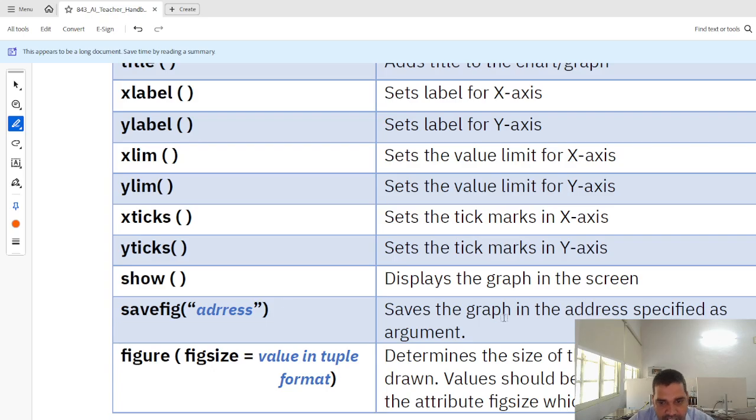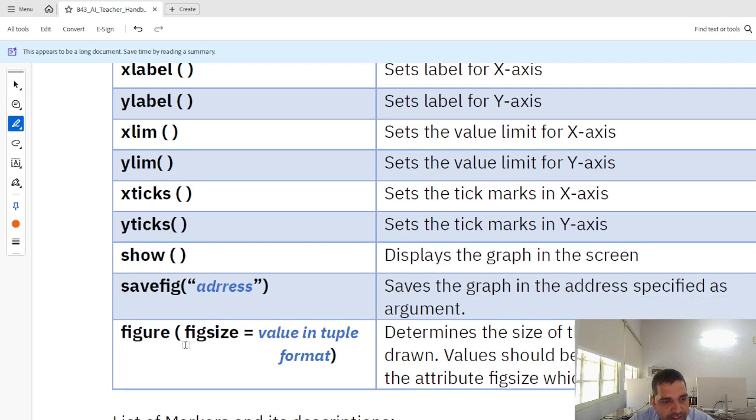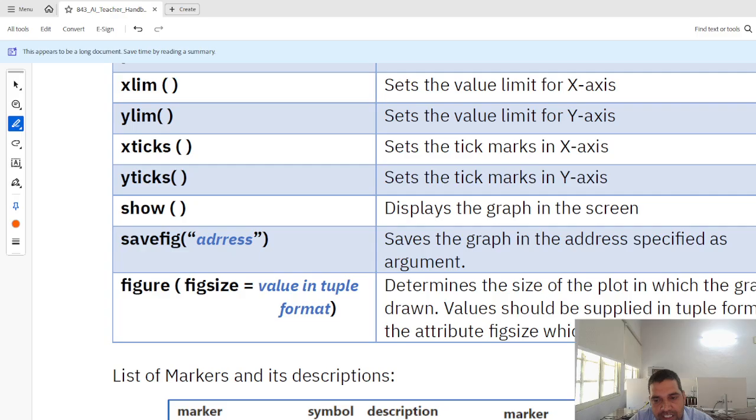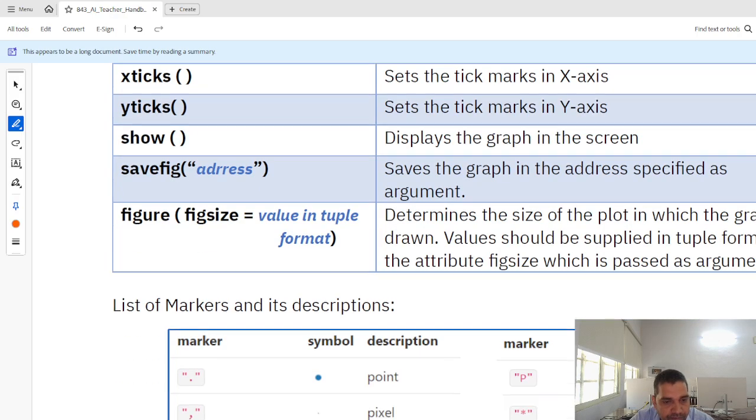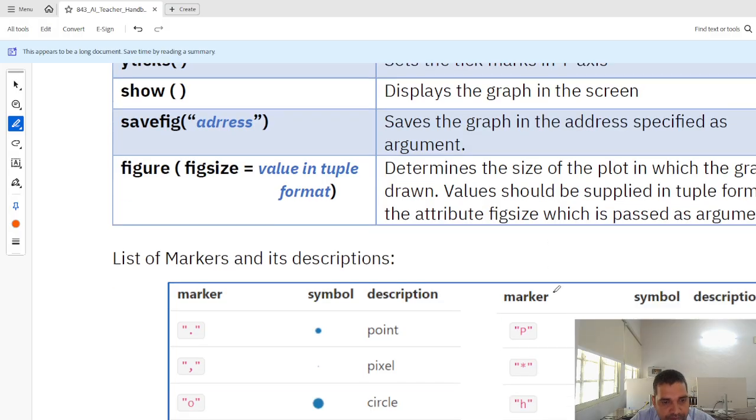savefig saves the graph at the address specified as an argument. You can save the graph also. The figure function determines the size of the plot in which the graph is drawn. The value should be supplied in tuple format to the attribute figsize, which is passed as an argument. So you can say the height and width will be passed in tuple form.